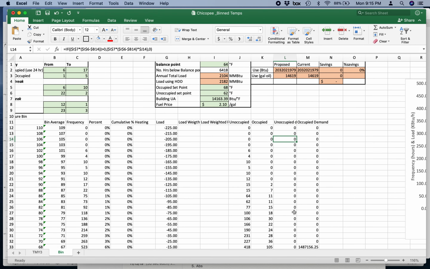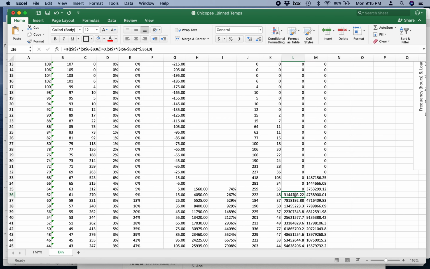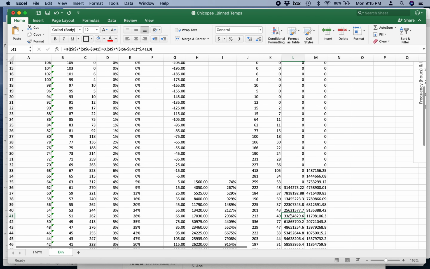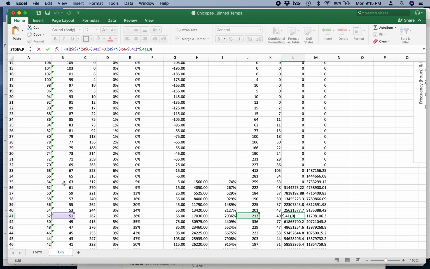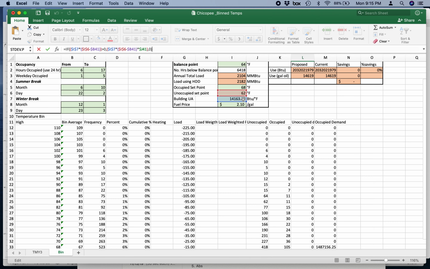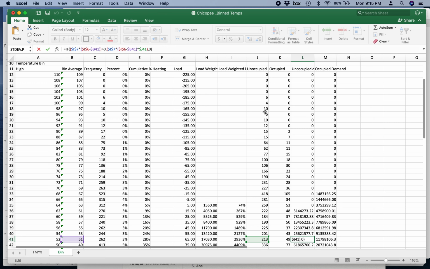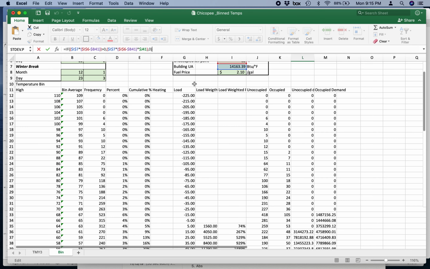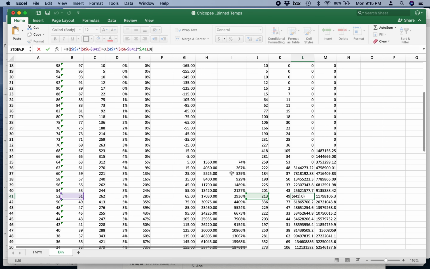So here we're just simply, we'll take a low temperature here, or moderate temperature here. So you can see that we're saying if this UA times delta T formula is greater than 0, then just give me that UA times delta T formula, because we're only looking at the occupied hours, right? So it's basically taking that, but it's looking at we're multiplying it times the occupied hours, right over here. And we do the same for the unoccupied hours.